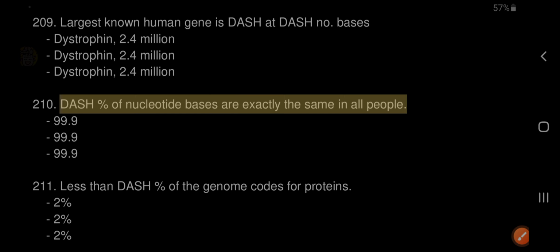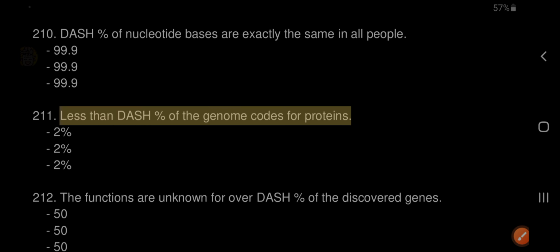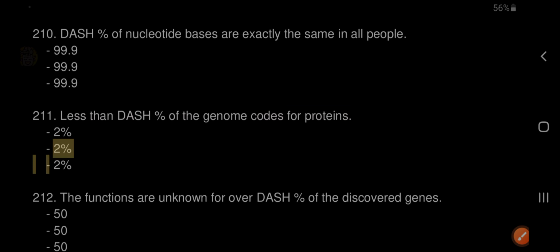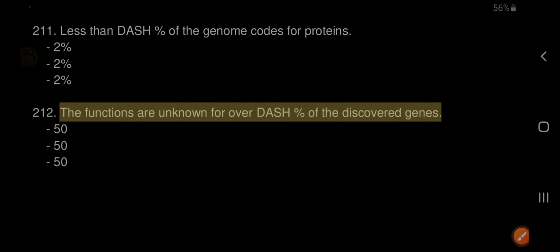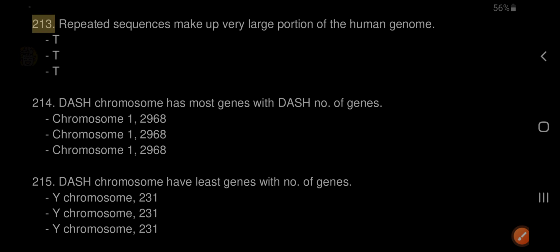99.9. 211. Less than dash percent of the genome codes for proteins. 2%. 212. The functions are unknown for over dash percent of the discovered genes. 50. 213. Repeated sequences make up a very large portion of the human genome.